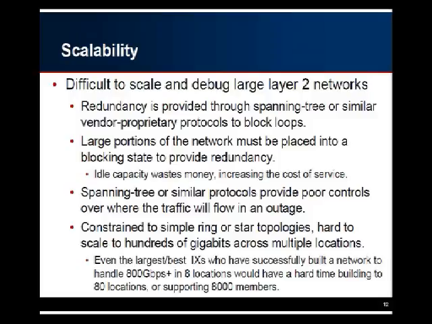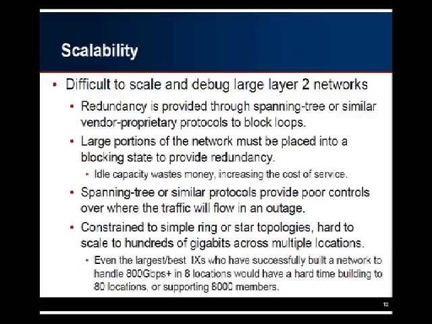The problem with redundancy is that it's provided by a spanning tree or some other vendor proprietary thing, which is the same thing but maybe faster. And the point is that if you want redundancy, you create a loop and then you have to block the loop. So there's large portions of layer 2 exchange point networks that are sitting idle, waiting for handling that failure. And to protect every possible failure case, you're putting a large amount of money into gear that's sitting idle. And idle gear, obviously, is wasting money and increasing the cost of the service for everybody.